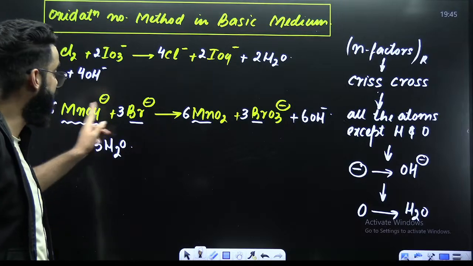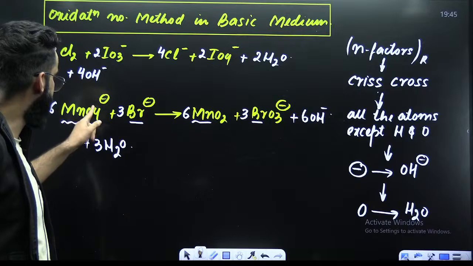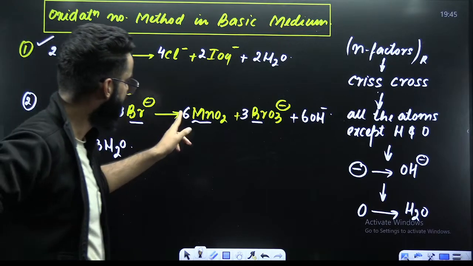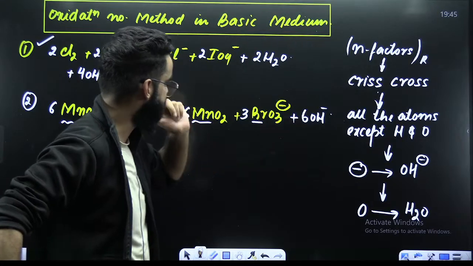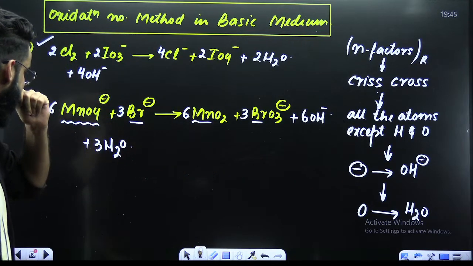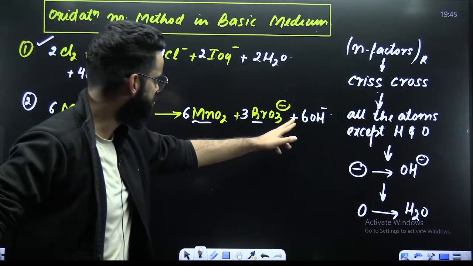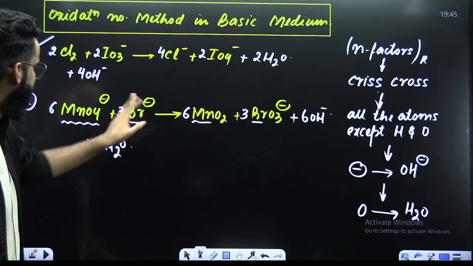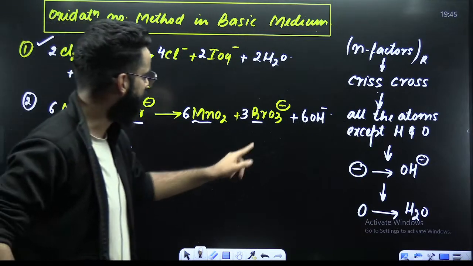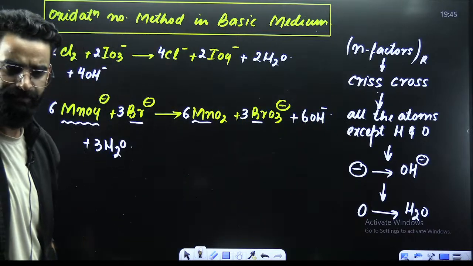All the things clear. See, manganese 6, manganese 6. 3 bromine, 3 bromine, right? How many oxygen? 6 4s are 24, 24 plus 3, 27. 6 2s are 12. 12 plus 9 is 21. 21 plus 6 is 27. So 27 oxygen on the other side too. And after that? Hydrogen. 6 hydrogen, 6 hydrogen. Check the charge. Minus 6. Minus 6 minus 3 is minus 9. Perfect.